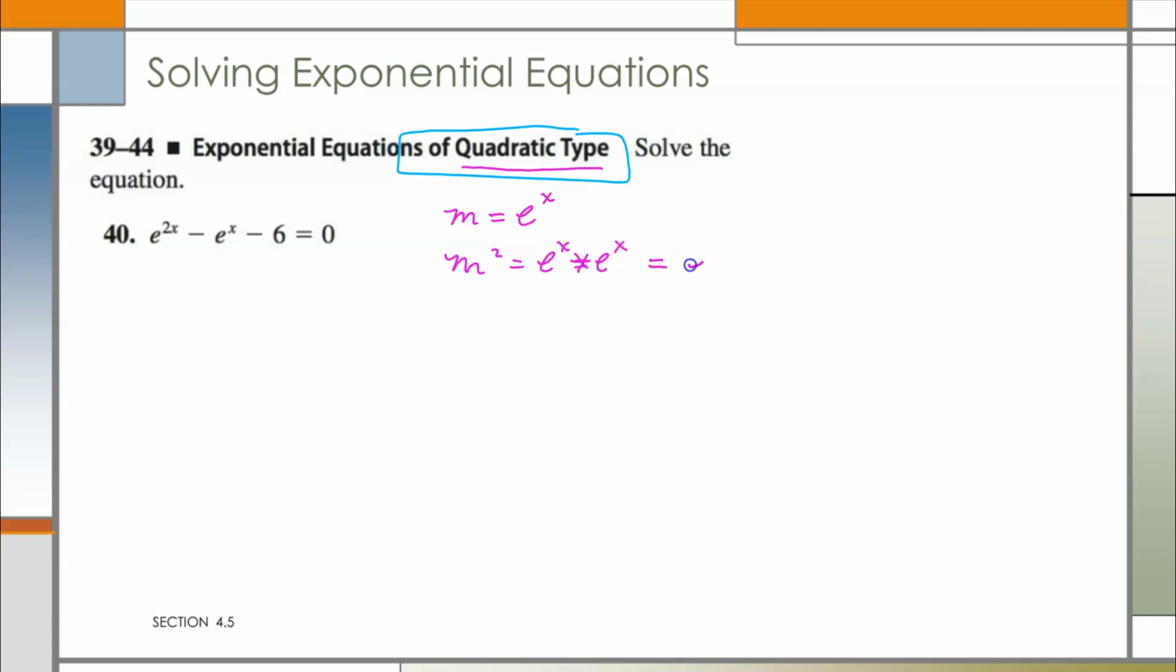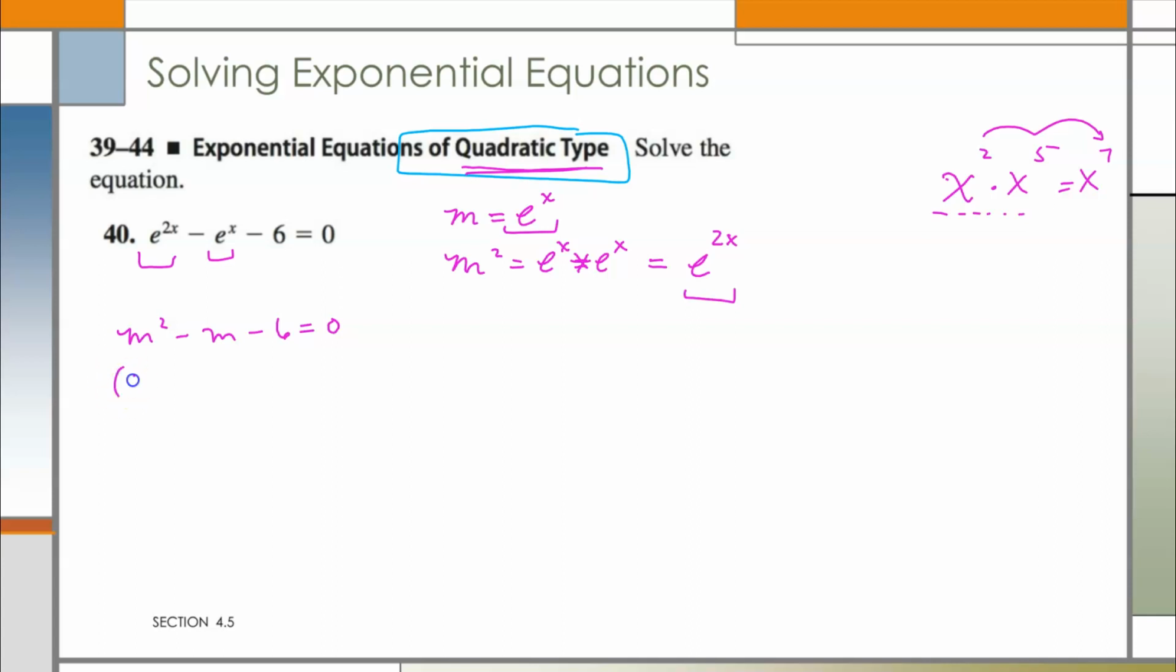And if I have the same base, we add the exponents together. Just like same base, x squared times x to the 5th, that gives us x to the 7th. Because it's the same base x, we add the exponents and get 7. Because these are the same base, base e, we add the exponents and get 2x. So if e to the 2x is equal to m squared, e to the x is equal to m. Notice that we have an equation that is quadratic in type, and that's where they're getting that part of the problem.